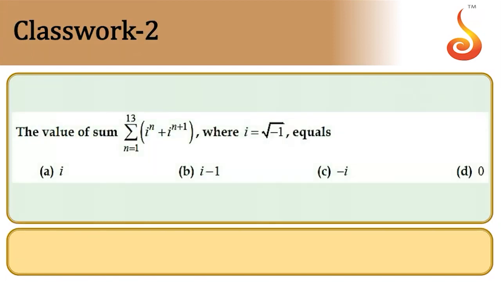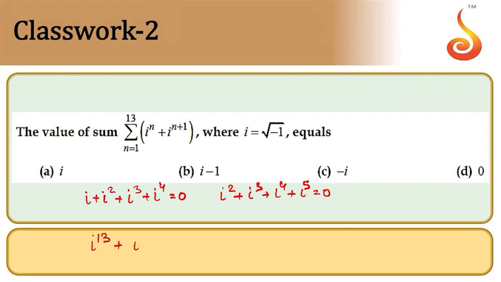Question number 2. This, if you observe, is very important: i plus i square plus i cube plus i to the power 4 will give you 0. Similarly, i square plus i cube plus i to the power 4 plus i to the power 5 will give you 0. It means every set of 4 will become 0. Finally, you get i to the power 13 plus i to the power 14.